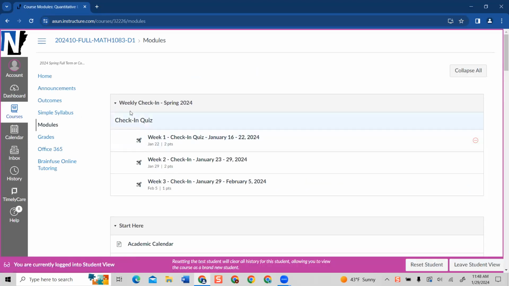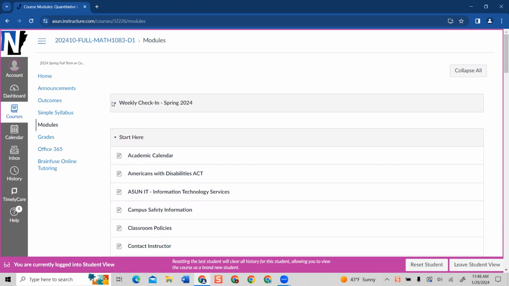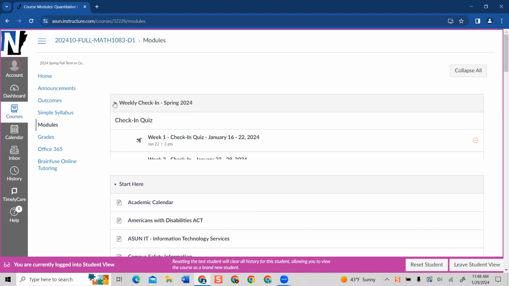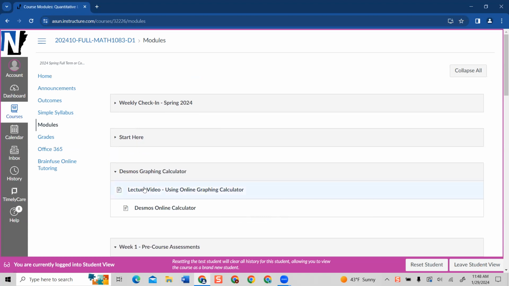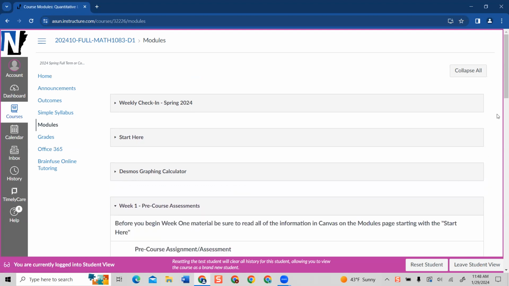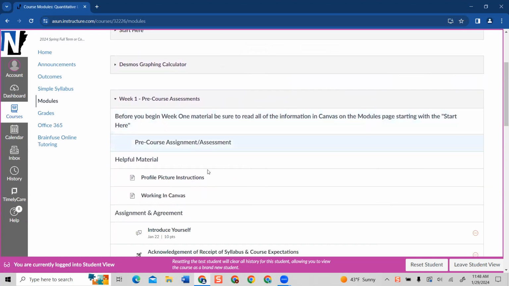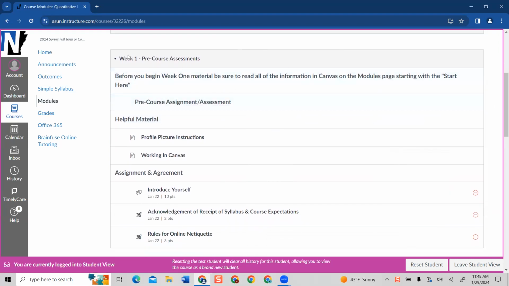So you go here. I went ahead and put the weekly check-in into its own module. So if you click on the triangle, it opens up, close it. And then, of course, the start here, it's got all the helpful information, online graphing calculator, and a lecture video on how to use it. Now, the pre-course, we should be done with this. You should already have completed all these assignments.